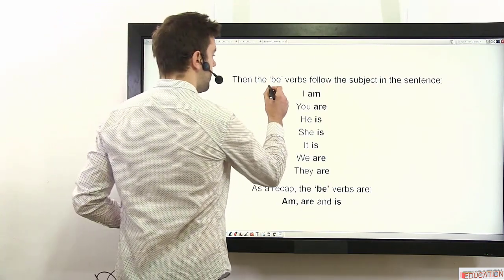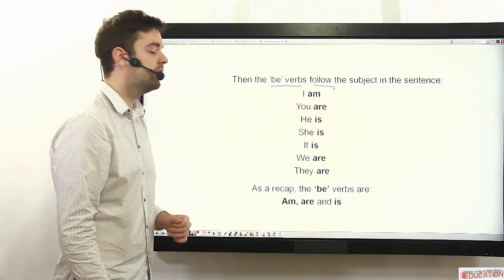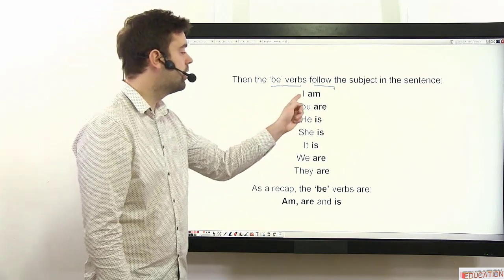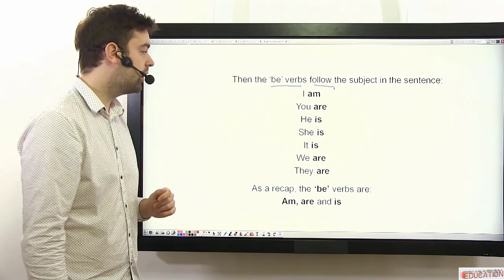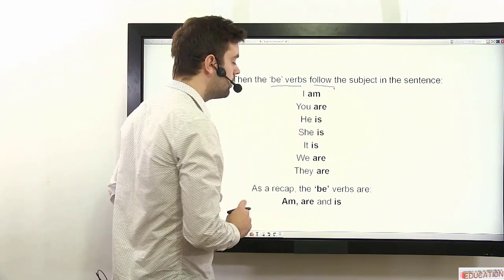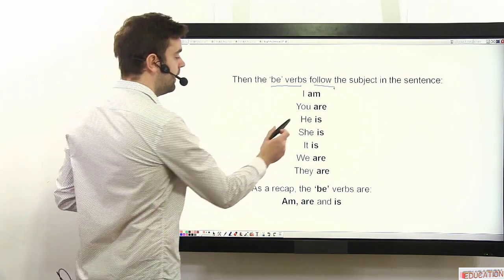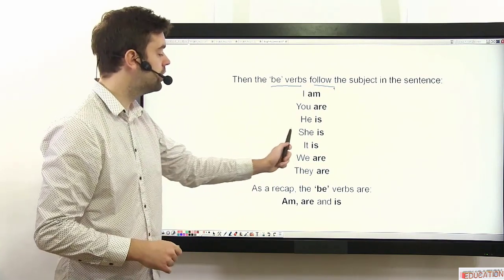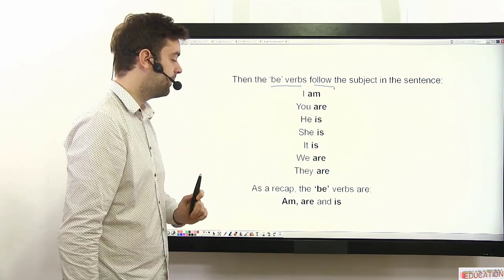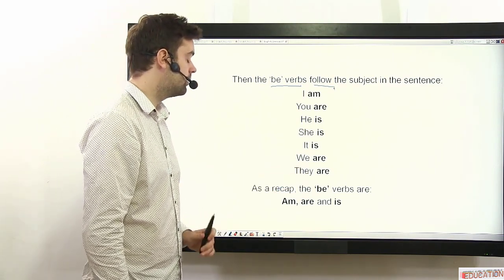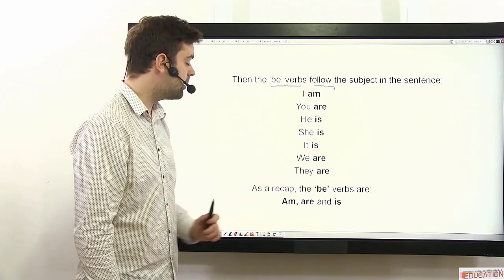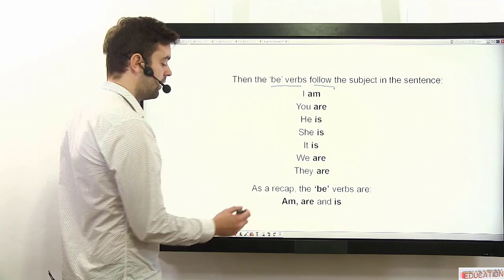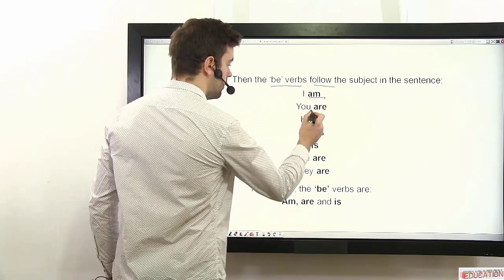Then the be verb follows the subject in a sentence. For example, I am. You are. He is. She is. It is. We are. They are. So, as a recap, the be verbs are am, are, and is.